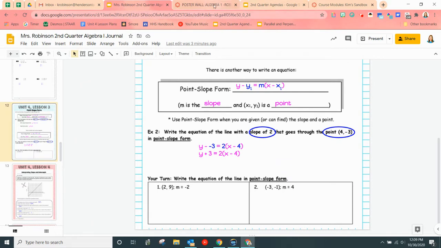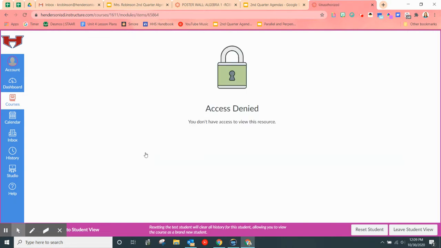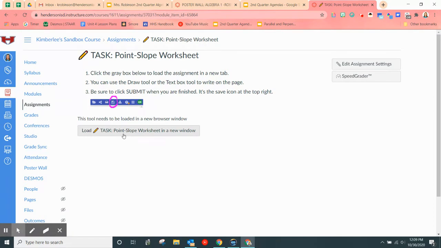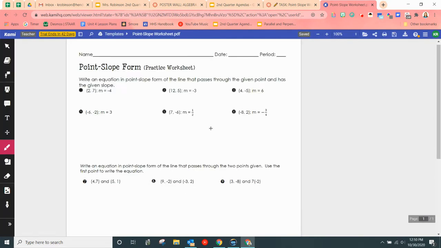So let's go back over to Canvas now to the modules page. Remember, you have an exit ticket, but first I want you to practice this a little bit more with this point slope. I wonder why it's saying access denied. I don't know. Let me do this. I'll leave student view. I wonder what will happen. Here we go. Perfect. So this is what yours should look like. And you're going to click on this bar right here. And it's going to bring up Cami. And remember, you can type on these or you can write with the drawing tool. So here's some problems for you to practice on.